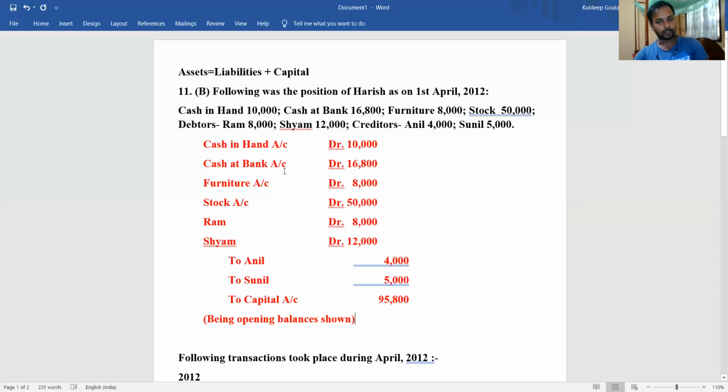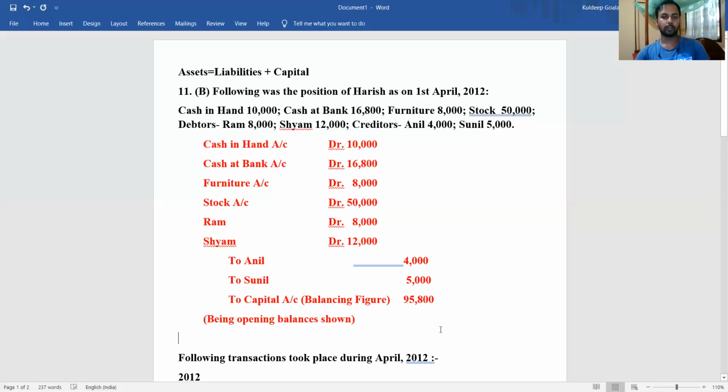All the debit, all the assets, you have to find it out, and then all the credit side, that is the liability, you have to find out, and the balancing figure will be capital. What you will do is that in the bracket, after writing capital, since it is a balancing figure, you write down balancing figure. This means that this particular figure has appeared because of the balance that we have found out. Clear?